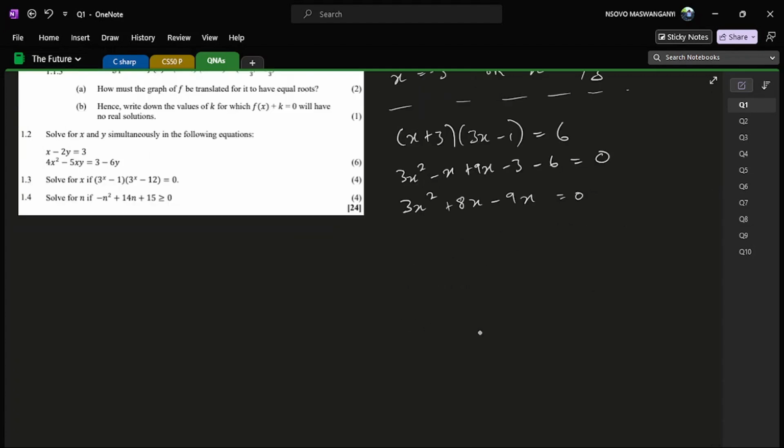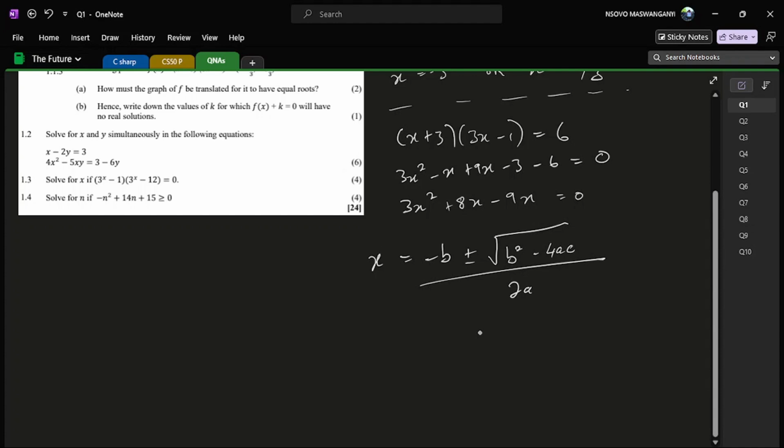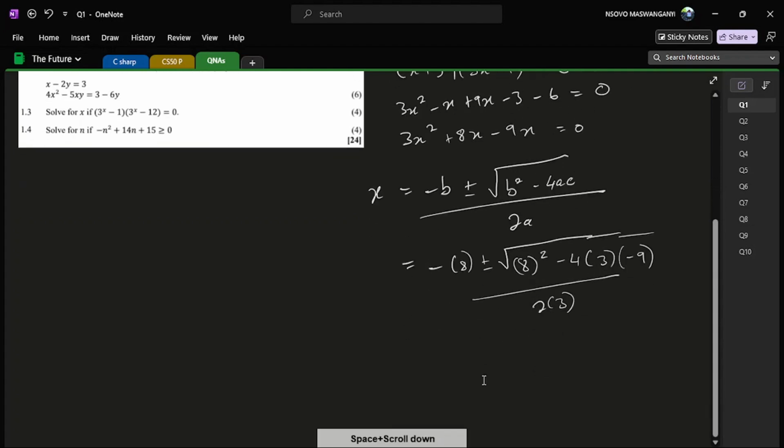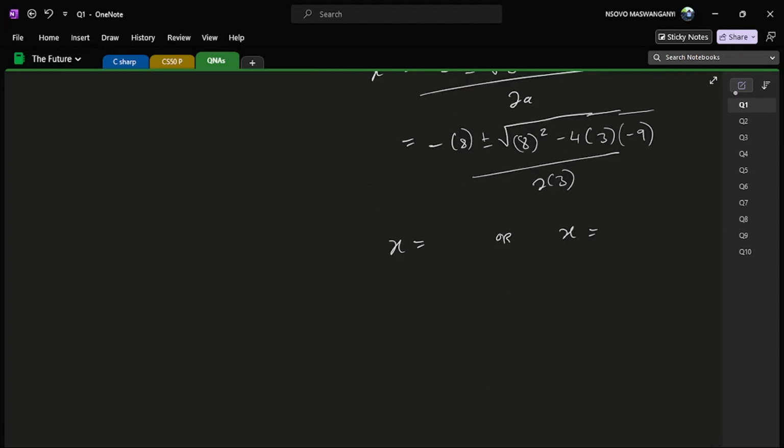So we're going to say x will be equal to -b ± the root of b² - 4ac, all divided by 2a. So what is our b? Our b is positive 8. So in other words, we're going to have -8 inside, ± the root of 8² - 4(3)(-9), over 2(3). I'm going to put this in the calculator real quick and we're going to find the x values. Try to do this in your calculator and see if you get the same answers as I do.